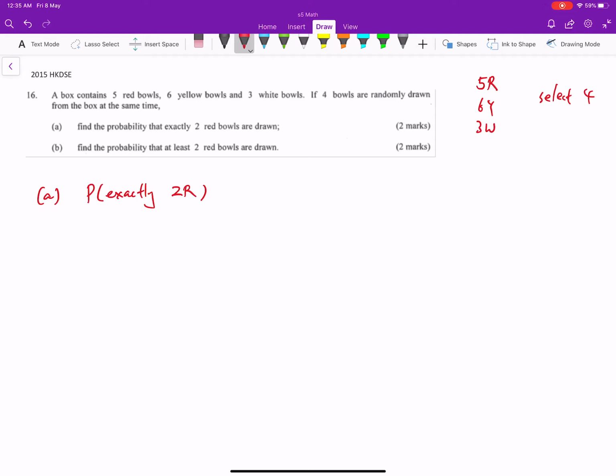Okay, so it means, first of all, here you have total 14, right? So 14C4. And then now you need to get 2 red, so you will get 5C2. And then for the remaining 2, it can be yellow or white, so you just pick 2 from this 9, right? So you have 9C2. Then we'll get the answer.